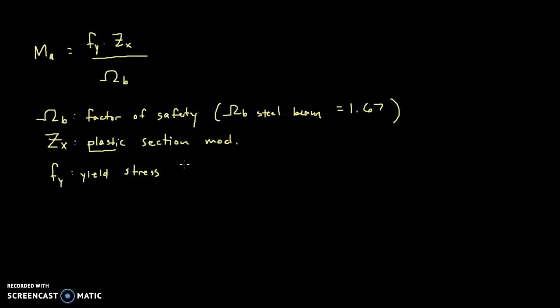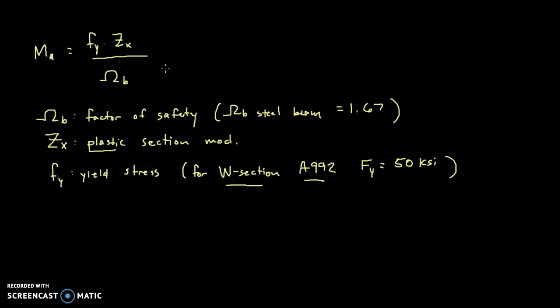Typically, we use wide flange sections. So for a W section, wide flange sections are made of A992 steel, and that particular grade of steel has a yield stress of 50 ksi. That may not always be the case, but typically, especially if we're using wide flange sections, if the yield stress isn't specifically stated in the problem statement, you can assume that the yield stress is 50 ksi, because this is the most common type of material that wide flange sections are made from.